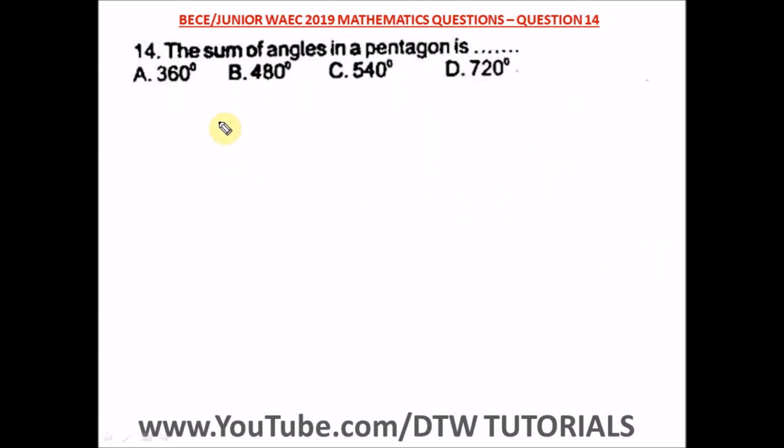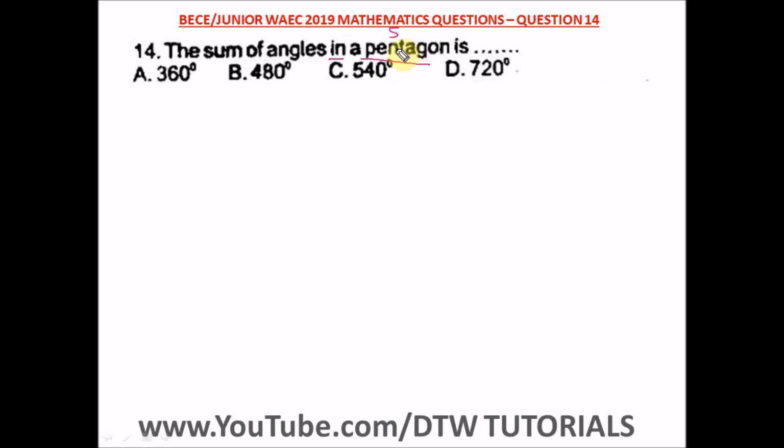Question 14 of the BECE Junior WAEC 2019 Mathematics Past Question. It says the sum of angles in a pentagon is... the sum of angles in a pentagon, that's the sum of interior angles. So when it says sum of angles in a pentagon, that is interior angles. And what's the formula for finding the sum of angles in a polygon? You know a pentagon is a polygon. When it says pentagon, it means what? 5 sides. Penta means 5 sides. That's the polygon has 5 sides.